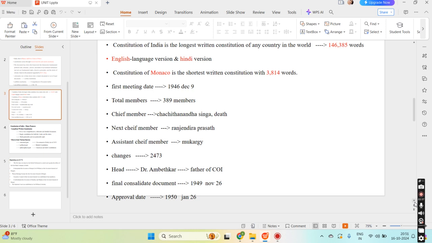2473. The next meeting was arranged in the year 1950. At the time, Ambedkar was head of the Constitution of India, so he was called the father of COI, that means the father of the Constitution of India. The final consolidated document was arranged in the year 1949, November 26. The final approval date is 1950 January 26.